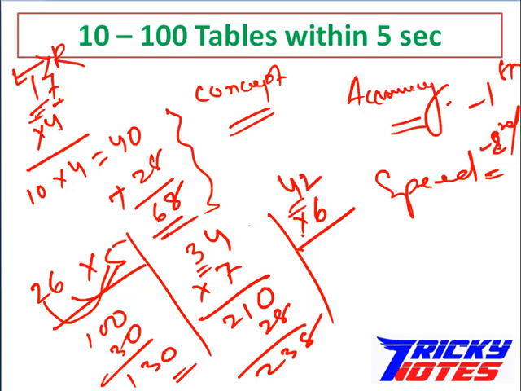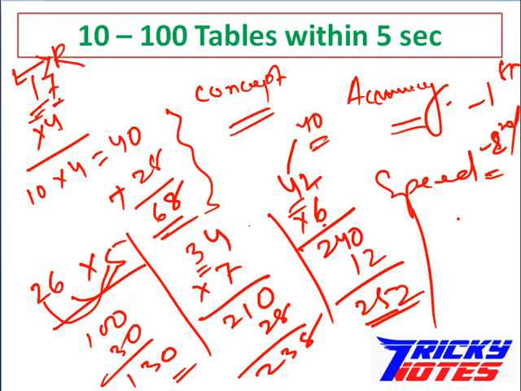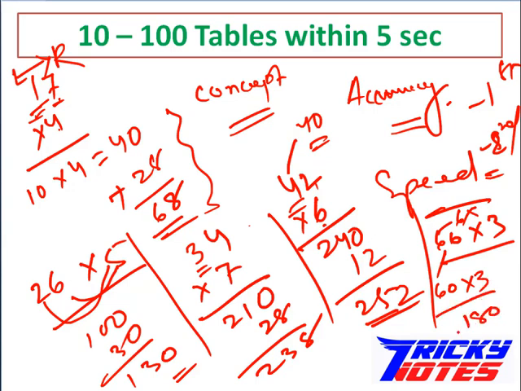One more example, 42 into 6. Now that is not 4, as I told you, that is 40. 40 into 6 is 240, plus this is 12, 252. That also you can calculate orally, friends. Last example, 66 into 3. 6 into 3 is 18, but this is 60. So 60 into 3 is 180. Now 6 into 3 is 18. 180 plus 18 is 198.